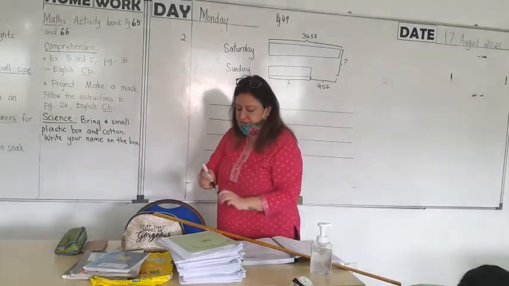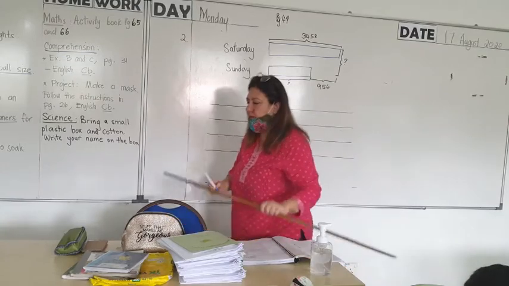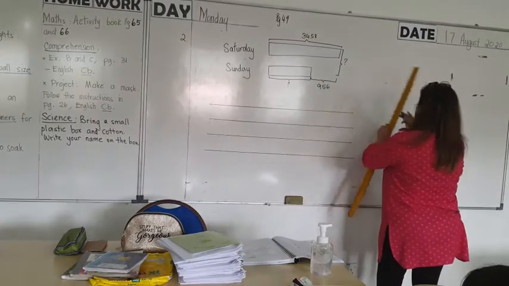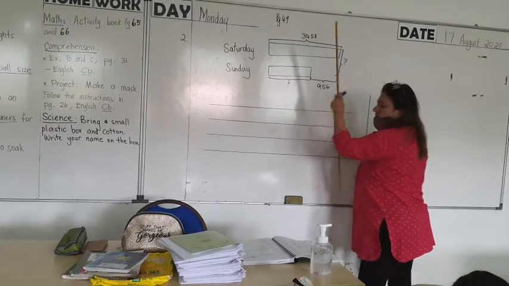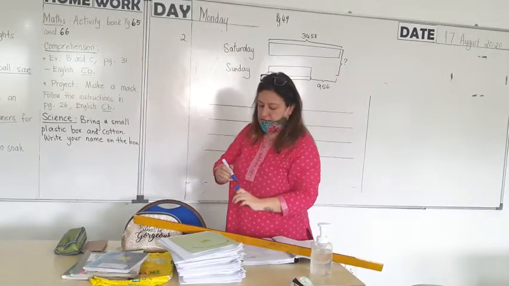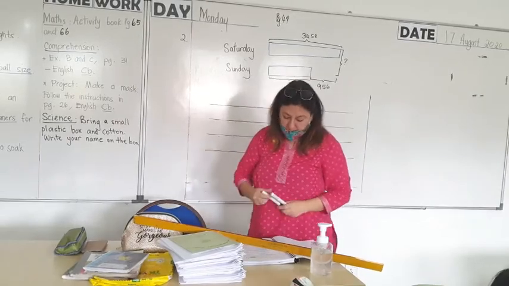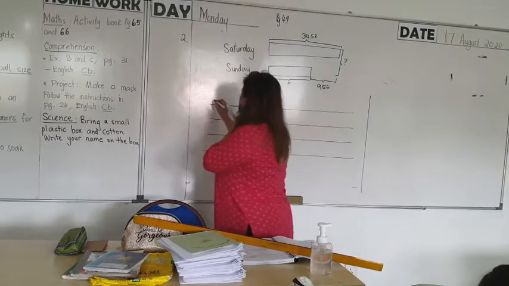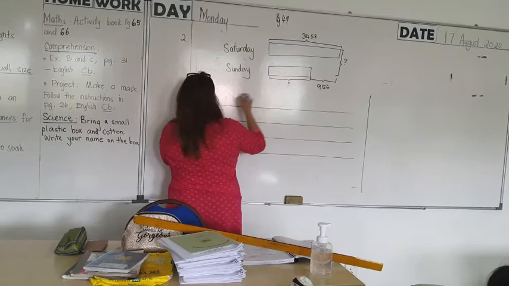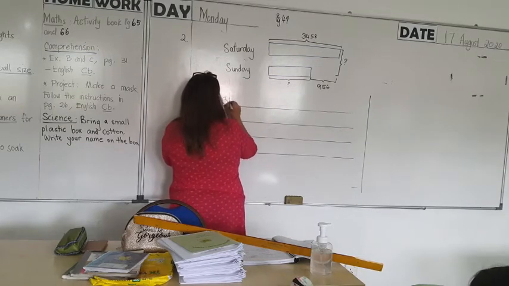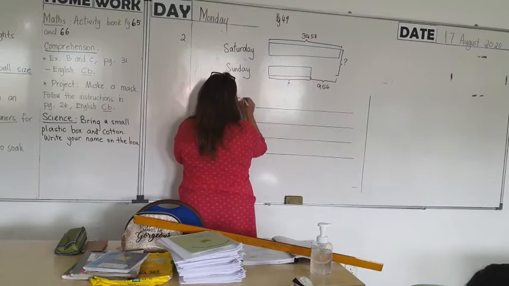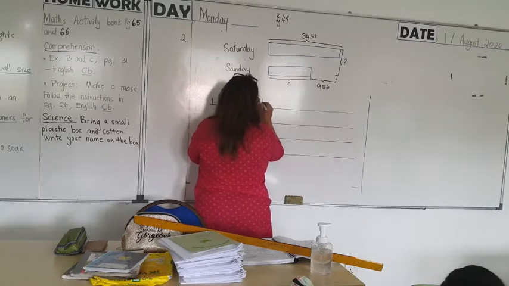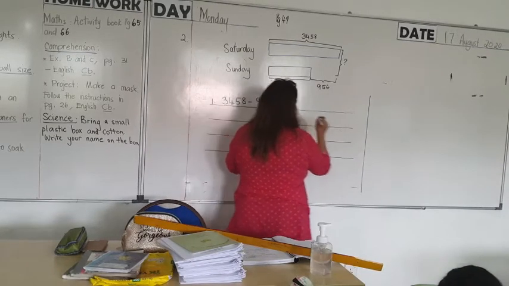And what do we need? Working column. Yes or no? Yes. Okay, working column. Alright? So, step number one. We have to find out how many on Sunday. So, 3,458 minus 956.